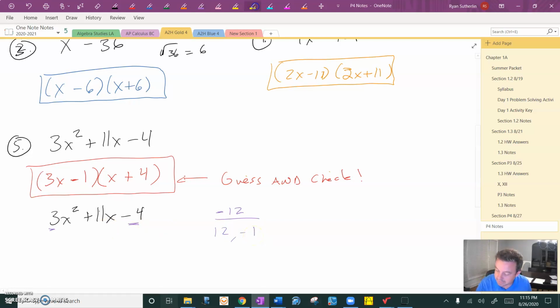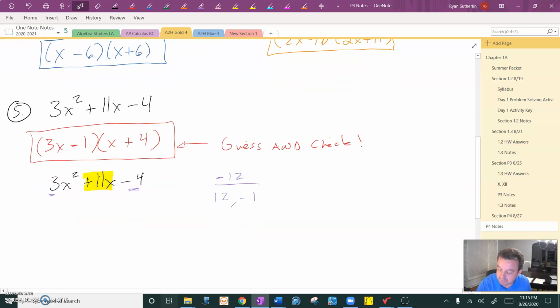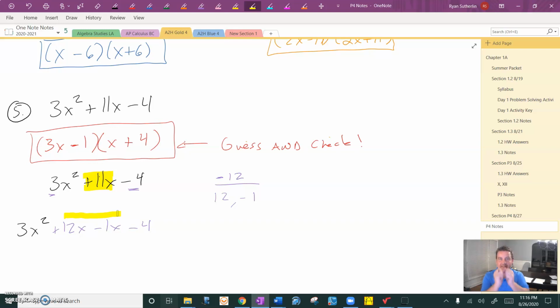So, next, I'm going to take this middle term and I'm going to split it. What I mean by that is I'm going to write my quadratic, but instead of writing 11x, what I'm going to write is we had 11x split to 12x minus 1x minus 4. So I split the middle term to be 12x minus 1x. It's still the same thing. I haven't changed the value of this quadratic. I've just taken that number and split it in a certain way.